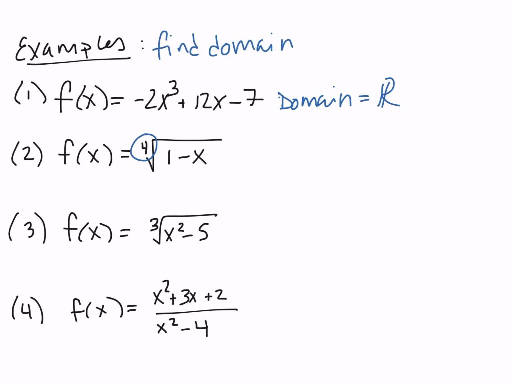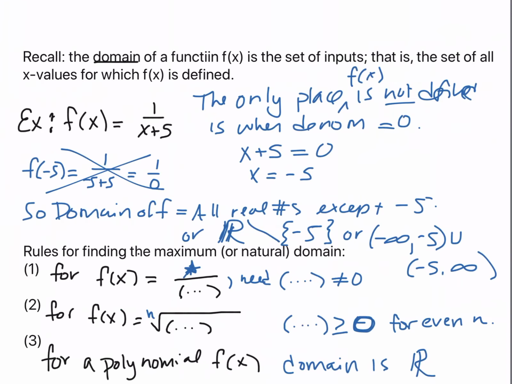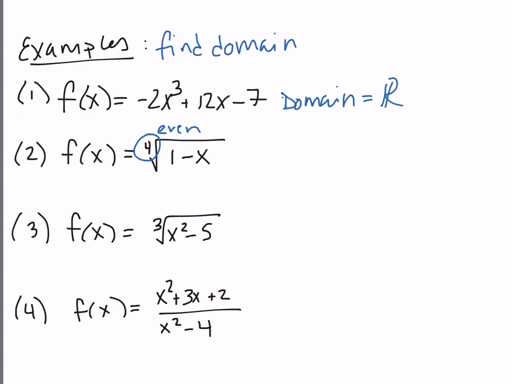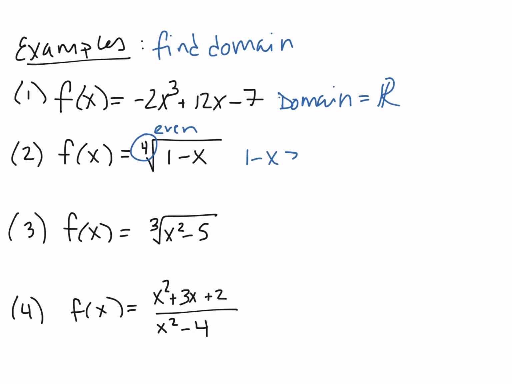Check that radical, right? Check what root you're taking. This is the fourth root, which is indeed even, which means if we go back to our last page, for an even root, we need whatever's underneath the radical sign to be greater than or equal to 0. So I need 1 minus x to be greater than or equal to 0. I can just solve this inequality by adding x to both sides. So I get 1 is greater than or equal to x.